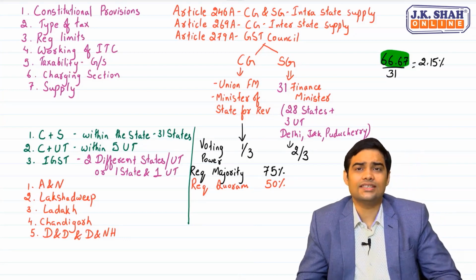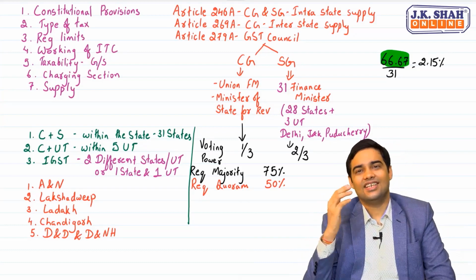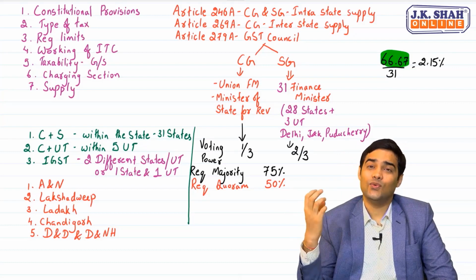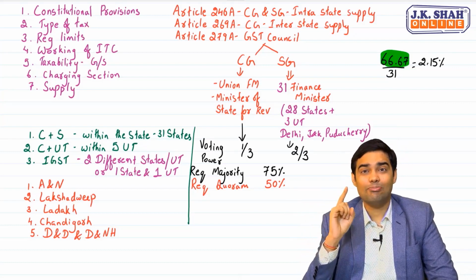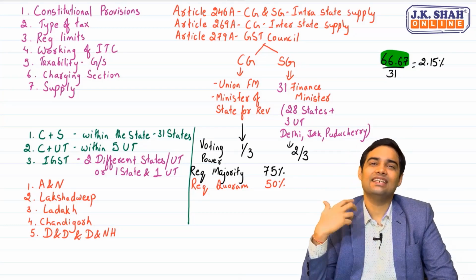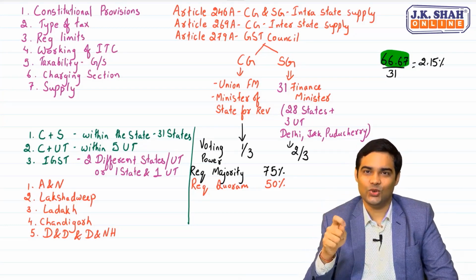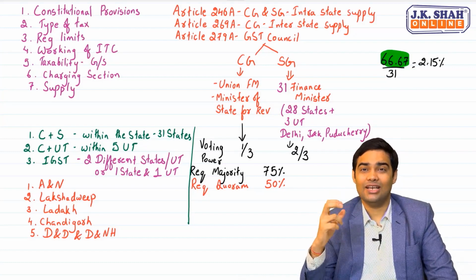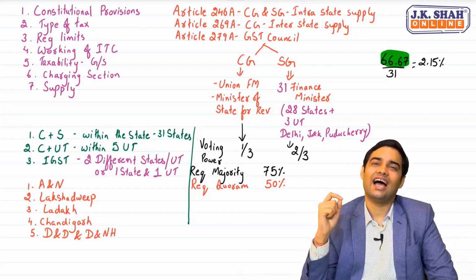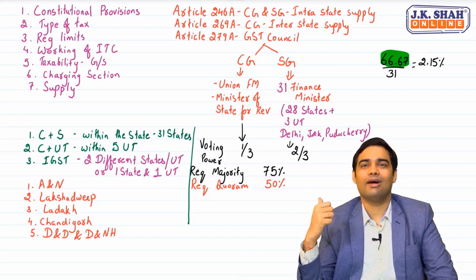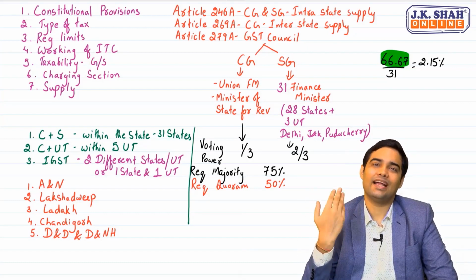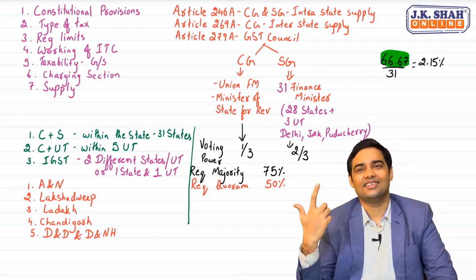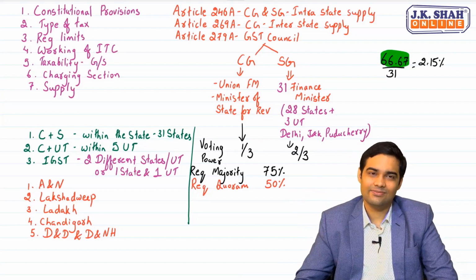So if I were to just draw some examples, Jammu and Kashmir to Ladakh, IGST would be applicable. Within Jammu and Kashmir, C plus S. Within Ladakh, C plus UT. Within Daman and Diu, C plus UT. Daman and Diu to Jammu and Kashmir, IGST. Mumbai to Bangalore, IGST. Bangalore to Chennai, IGST. Chennai to Hyderabad, IGST. Clear with this?